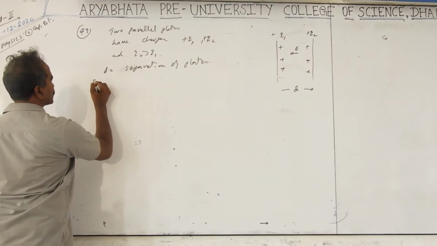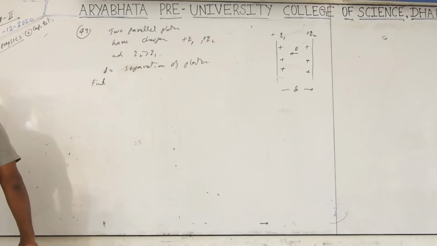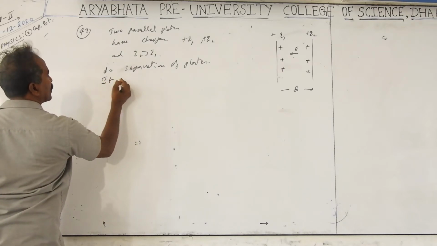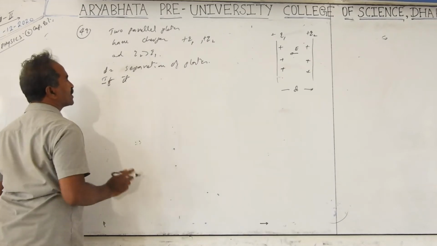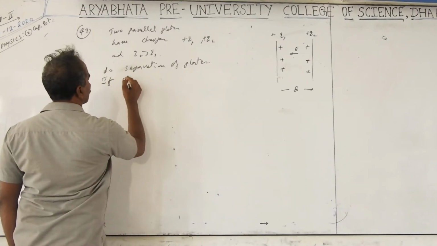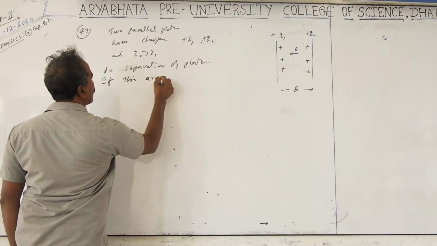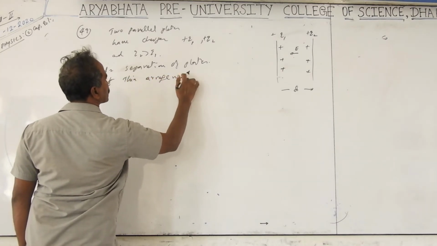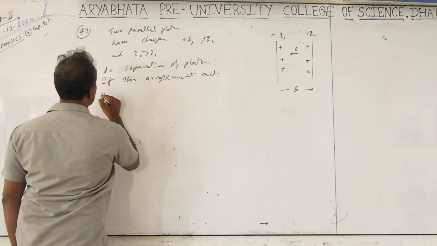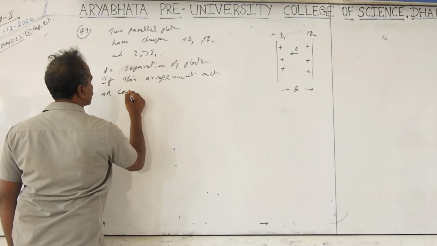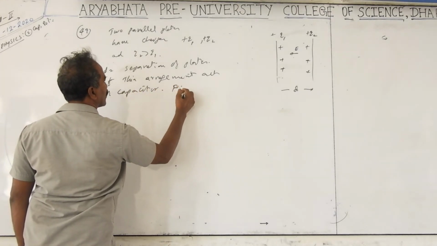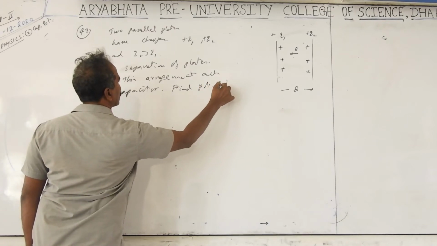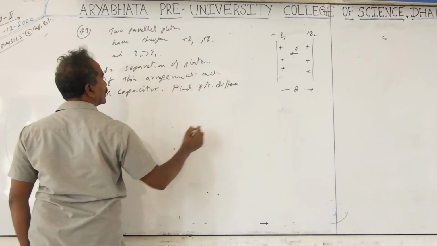Find the expression for capacitance. Find the potential difference across the plates. If this arrangement is taken as a capacitor, find the potential difference V.